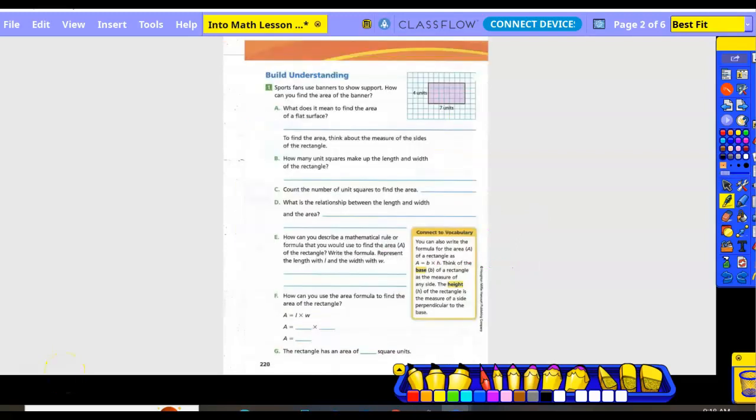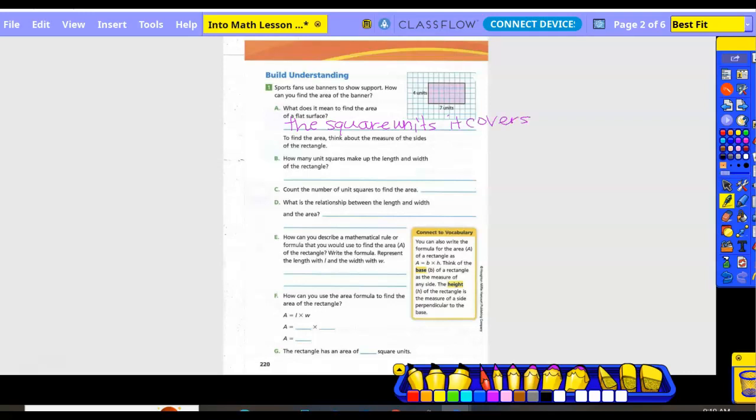Build understanding number 1. Sports fans use banners to show support. How can you find the area of the banner? What does it mean to find the area of a flat surface? So what do you guys think? Basically, you need to find the square units it covers, right? Okay. The square units it covers.